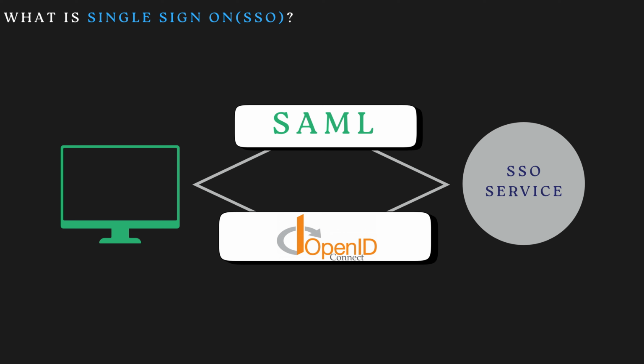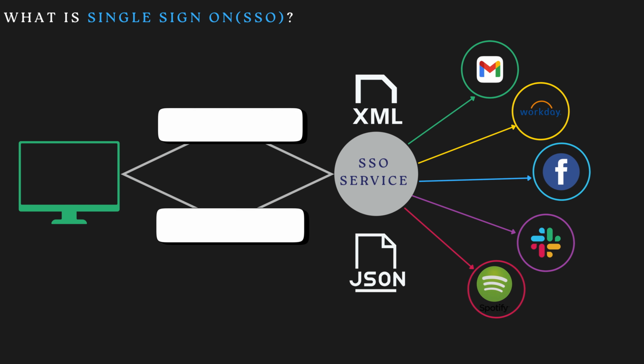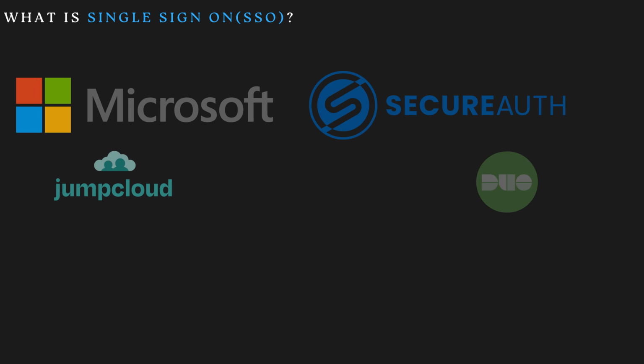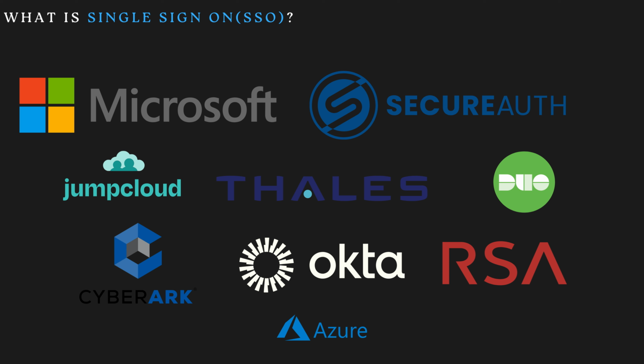So, which one to use? Both SAML and OpenID Connect are secure. It really depends on what you are building. If you are working on enterprise apps or legacy systems, SAML might be the best bet. If you are working on modern web apps or mobile apps, go with OpenID Connect. Good news is, most identity providers like Okta and Azure AD support both.